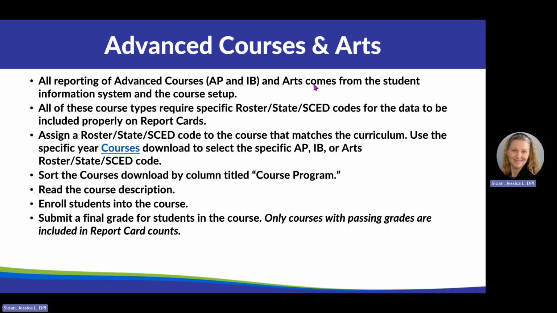Some tips are sort the courses download document by the column that's titled course program, and then you can start to differentiate your options. Read the course descriptions. Note that all the IB program types, which are diploma, middle years, and career related, are included in report card counts. Enroll students into these courses and then submit a final grade for students in these courses. Only courses with passing grades are included in the report card counts.